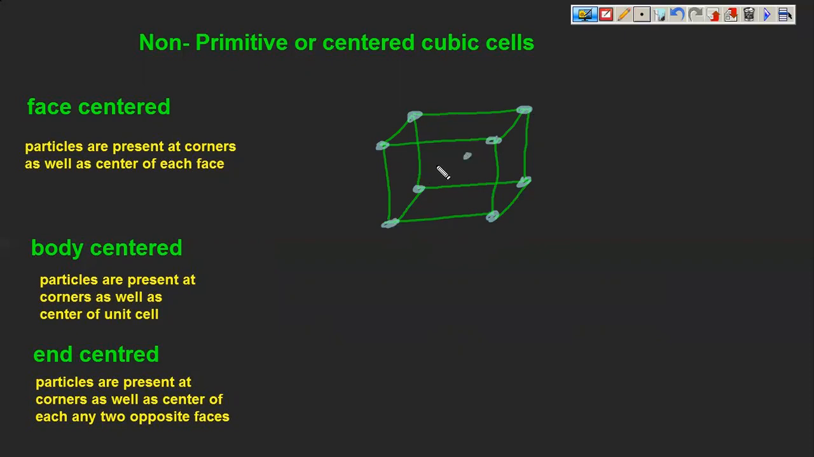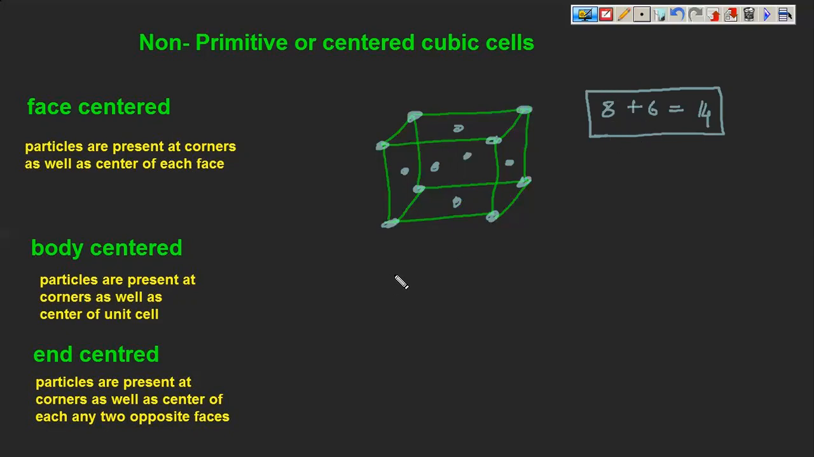So 1, 2, 3, 4, 5, 6. A face-centered unit cell, FCC, has total lattice points 8 at the corners plus 6 at the faces. Total lattice points become 14. So it has 14 such sites which have particles. So there are a total of 14 lattice points in a face-centered cubic cell, 8 at the corners and 6 at the faces.